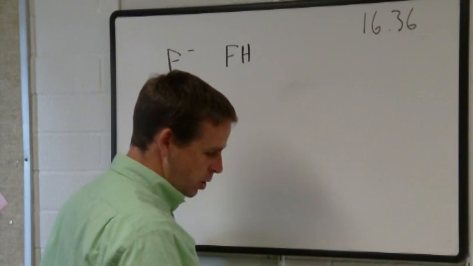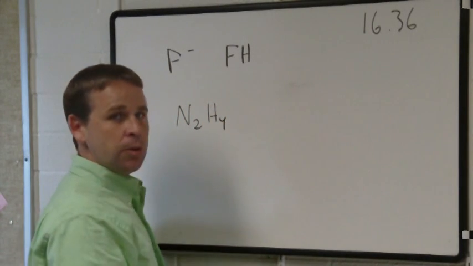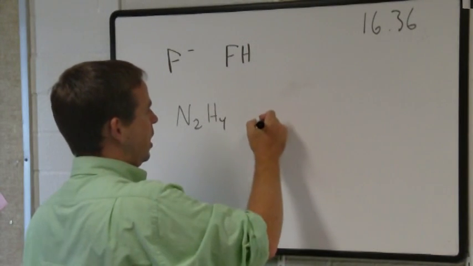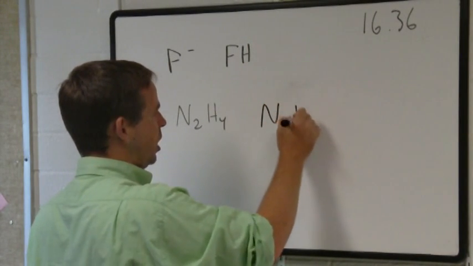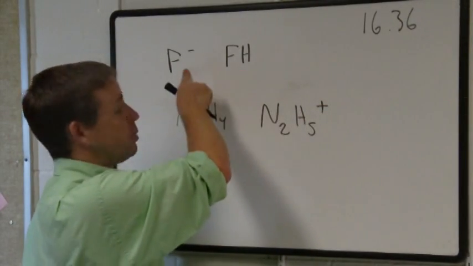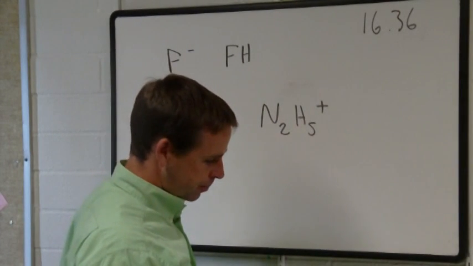B, N2H4. The conjugate acid would have to have another H. Now, it's an H plus, right? So this is going to be N2H5, but we're going to get the plus sign. Here we didn't get a plus sign because we had a minus sign and that plus sign combined together to make it a neutral compound.